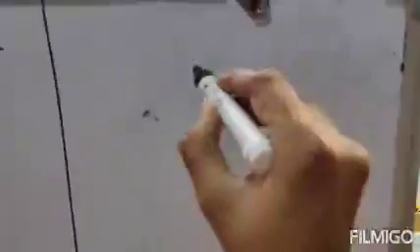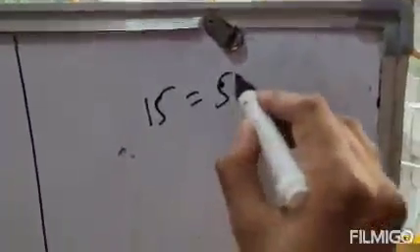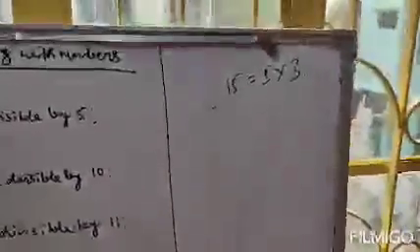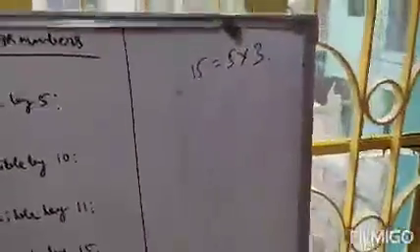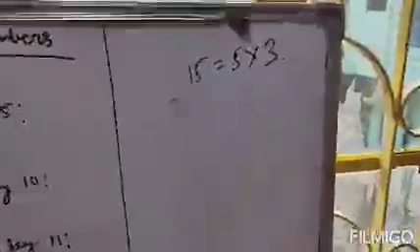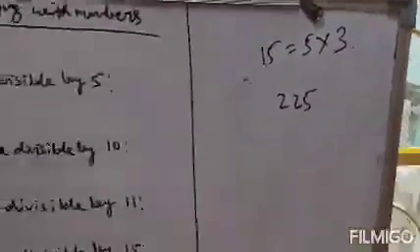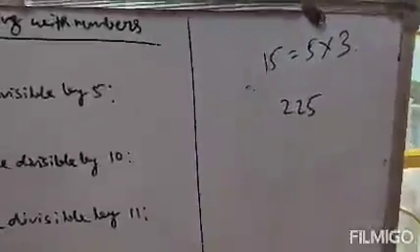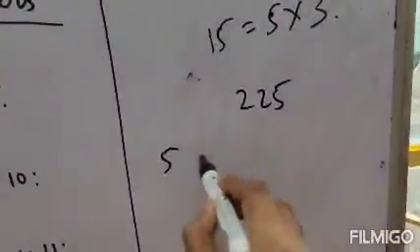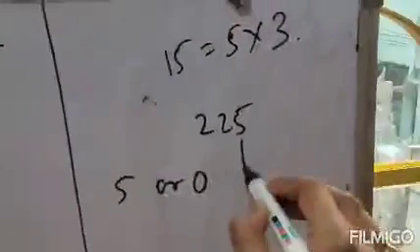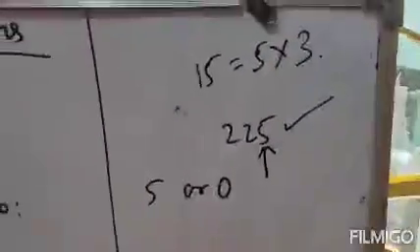Clear? Next, the divisibility rule of 15. 15 is 5 into 3, the same case as the divisibility rule of 10. If a number is divisible by 5 and 3 both, then that number will be divisible by 15. Let's take 225. First check the divisibility rule of 5. A number which has unit digit 5 or 0 is divisible by 5. This number has unit digit 5, so it is divisible by 5.